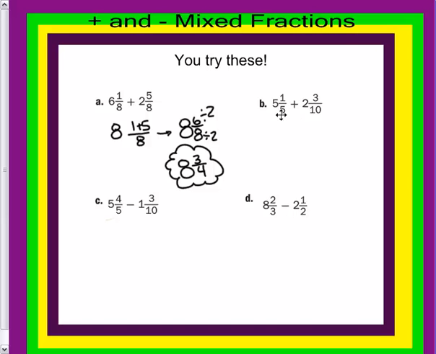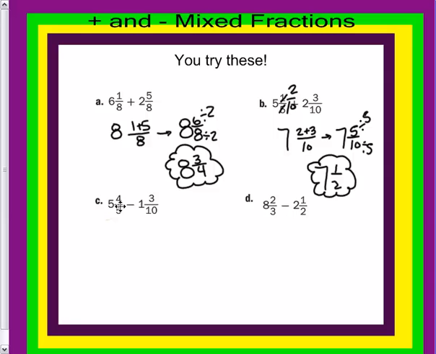B, we've got not common denominators, so we need to make sure that they are. So this would be like 2/10. So now I've got 5 plus 2, which is 7, and 2 plus 3, and these are tenths. So now I have 7 and 5/10. I'm not done yet though. We got to simplify the 5 and the 10. So 7 and 1/2.